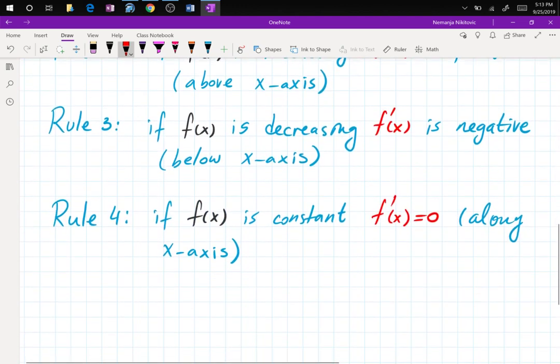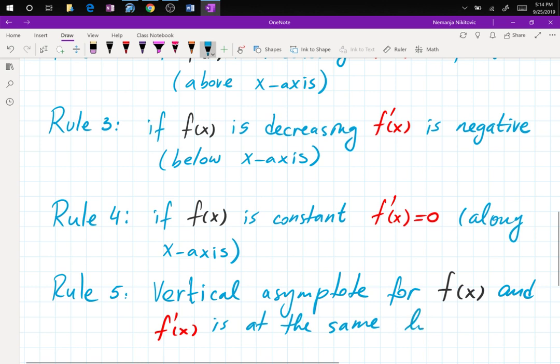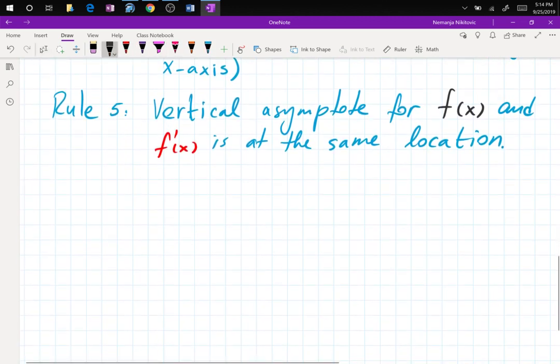I forgot another one. Sorry. Let's go. Rule 5: the vertical asymptote for f of x and f prime of x is at the same location. That's a very useful rule.